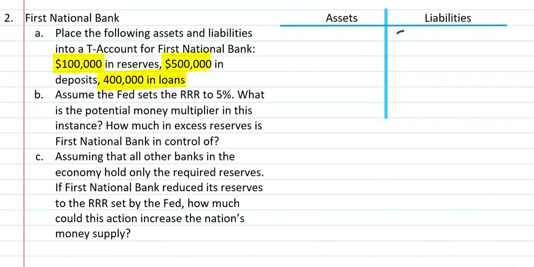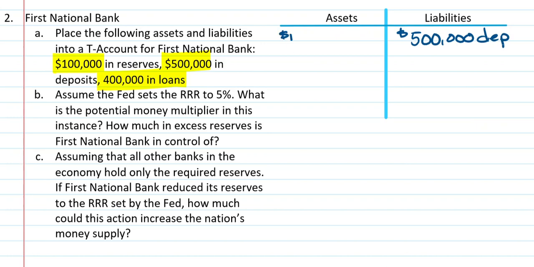So we have 500,000 in deposits. That's generally where I like to start because I know that has to go on the right side as a liability. It's generally going to be the biggest number that we see here as well.